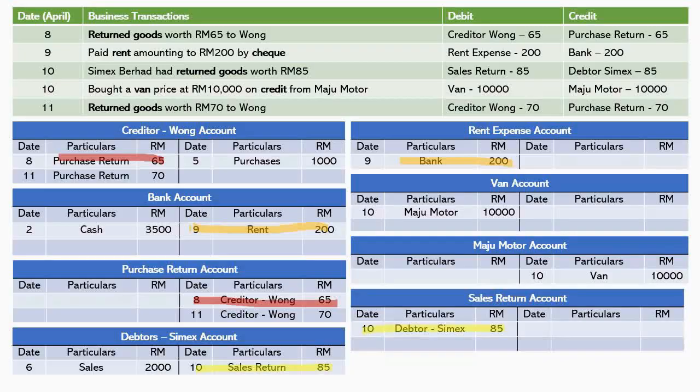Okay, and then dia kata bought a van. Buka account van, debit, kreditkan ke account Maju Motor sebab dia liability. Okay, dan return goods ni, account Wong mana? Dekat sini. Ikut je lah, kalau dia kata debit, kreditor Wong, pergi ke account kreditor Wong, masuk sebelah debit. Kredit purchase return, buka account purchase return, masuk sebelah kredit.